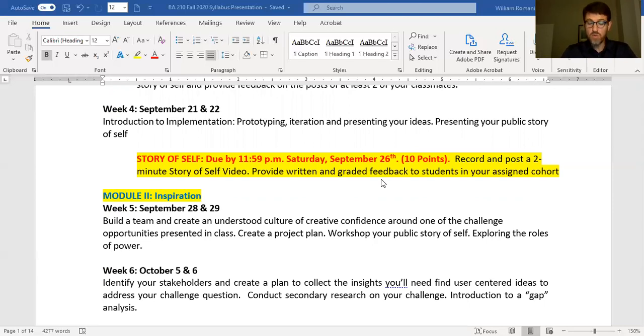And then what we will do then is start to build our teams to address an issue throughout the rest of the semester. And by having the story of self here in the first 4 weeks, you will have a really good opportunity to get to meet and to know each other online that you would not have if we were just 31 boxes up on the Moodle page, okay?